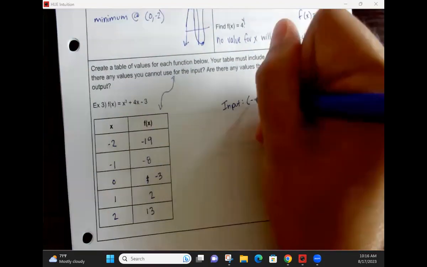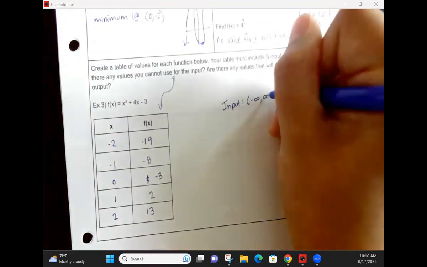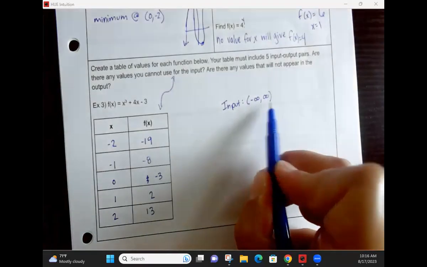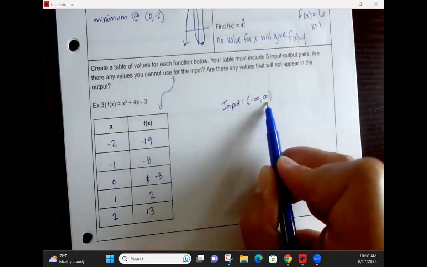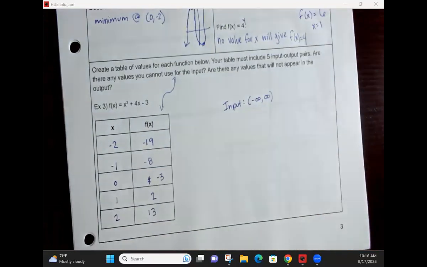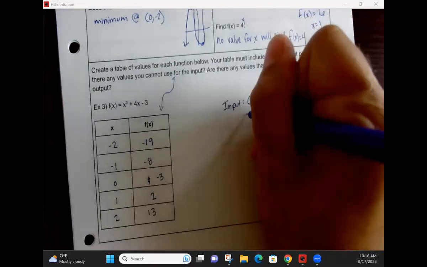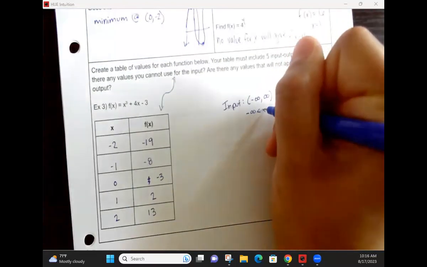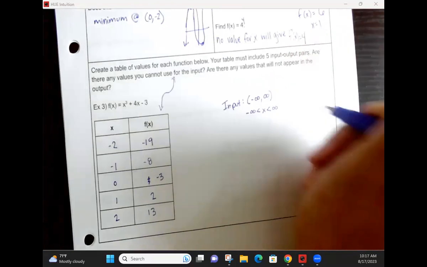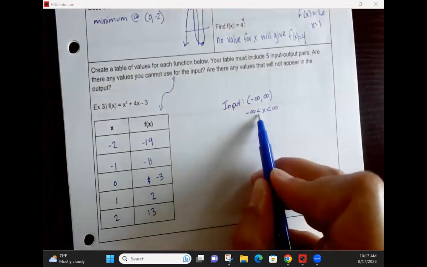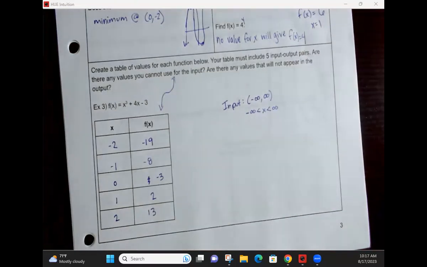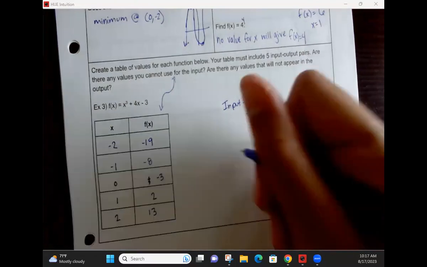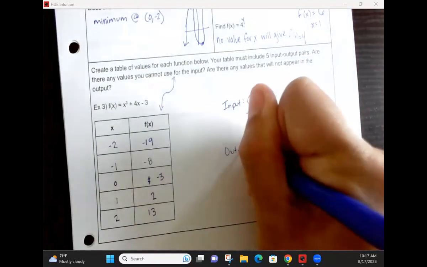There are two ways that we could describe that, and throughout this course, we'll practice both. This is what we call interval notation, anything from -infinity to +infinity. That means all real numbers, fair game. We can also write this with inequality symbols: -infinity is less than X is less than infinity. Whatever value I pick for X has to be somewhere between negative and positive infinity. And then our output, since it has no restrictions, same idea.